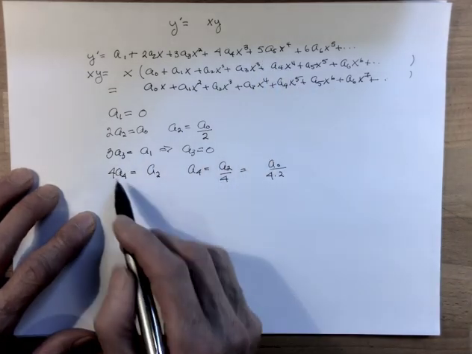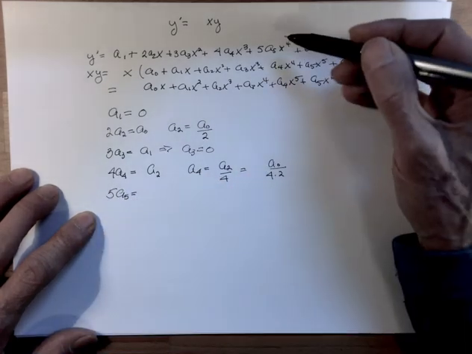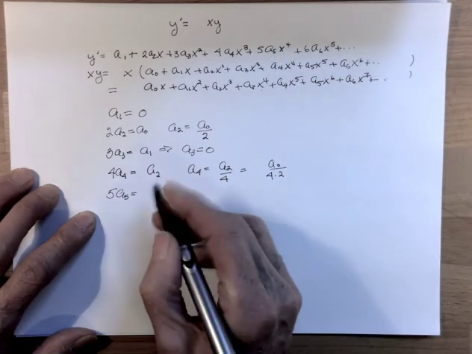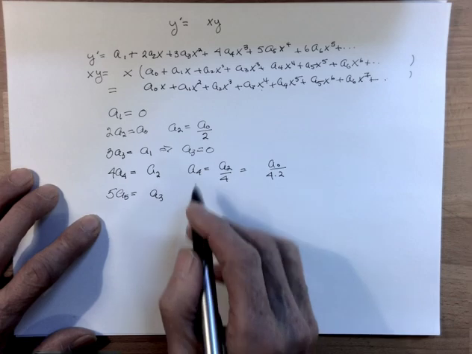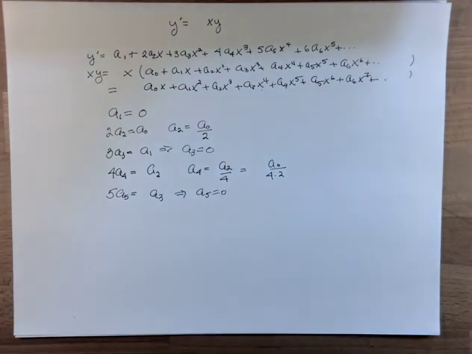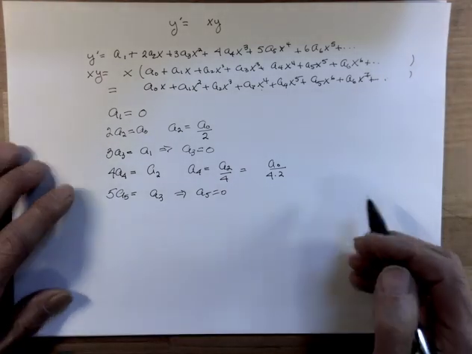But let's just write that down. We're going to have 5a5 equals the x fourth term, a3, and they are separated by 2, but a3 is 0, so a5 is 0. And you should be able to see that a7 is going to be 0, a9 is going to be 0, all the odds are going to be 0.